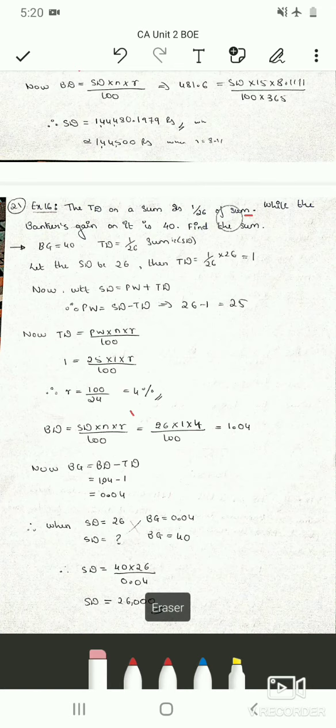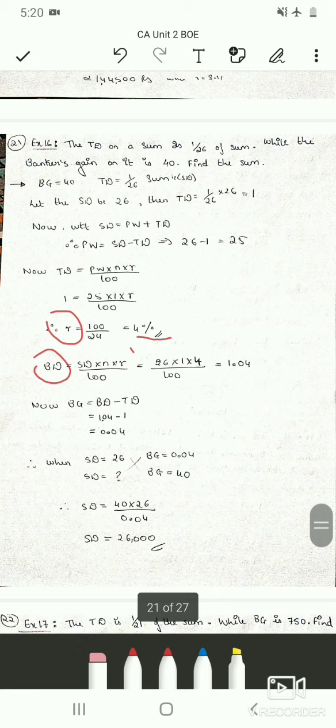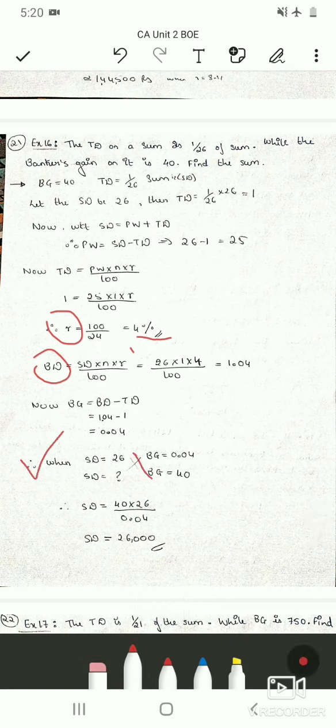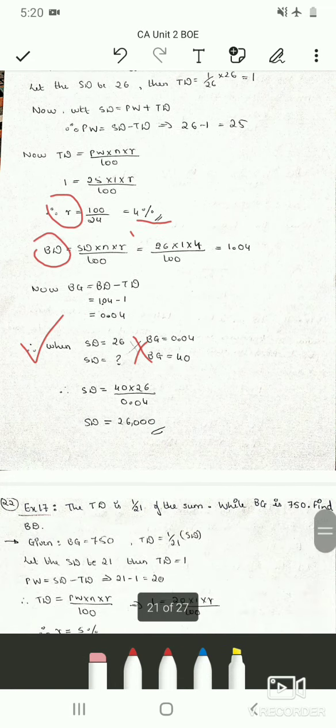So here we are assuming sum due to be 26 and then true discount will be 1. With that we will find out present worth. From present worth we will find out the rate of interest, and then using that we can find out banker's discount and then get the banker's gain, and we can solve by cross multiplying.